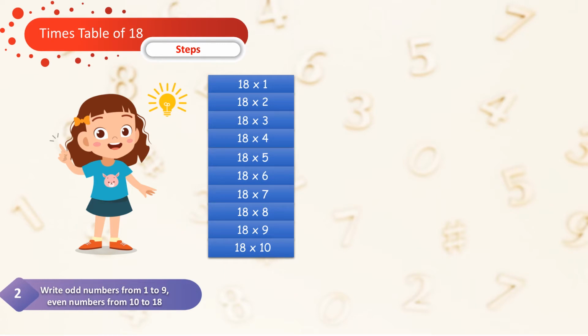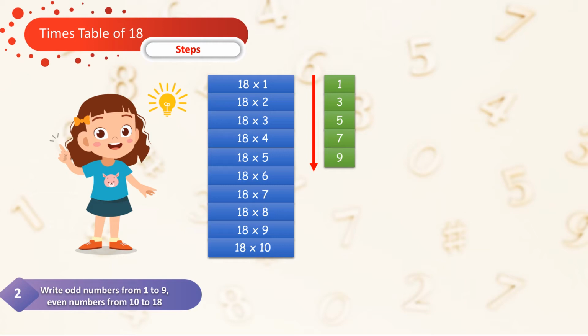In step 2, we write all the odd numbers from 1 to 9 and even numbers from 10 to 18. 1, 3, 5, 7, 9. Note that the numbers go from top to bottom. The first part of step 2 is complete.